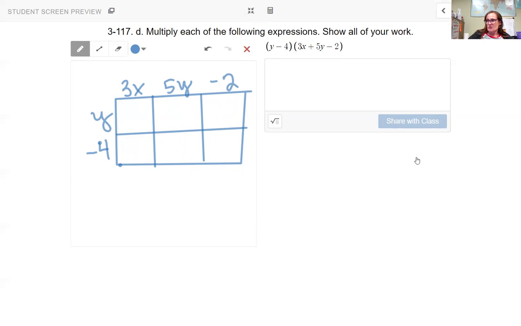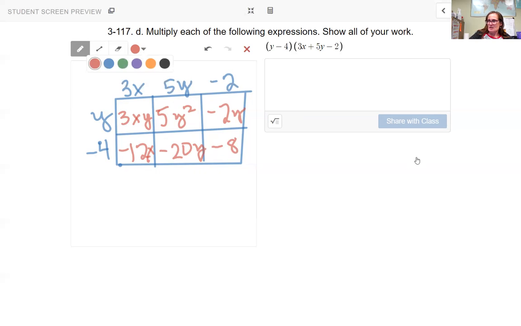So first thing I do is I multiply 3x times y, so that'll be 3xy. Then I do 5y times y, that's 5y squared. Negative 2 times y is negative 2y. 3x times negative 4, 3 times negative 4 is negative 12, so negative 12x. 5y times negative 4, 5 times negative 4 is negative 20y. And then negative 2 times negative 4 is negative 8.